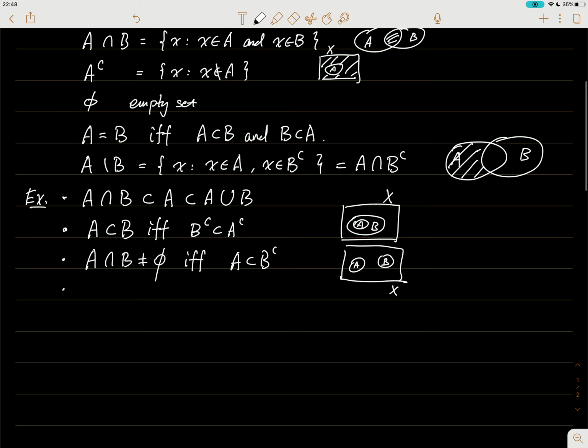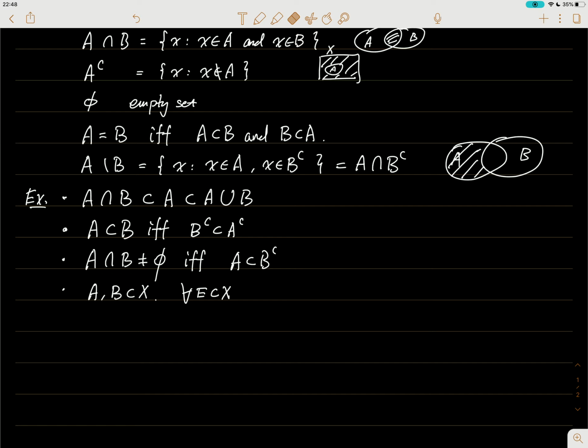A slightly tricky one here, but still a very simple observation, is that if you have two sets, A and B, that are both subsets of X, and if for any set E in X, the intersection of E and A is equal to the union of E and B, then it just means that A is the entire set X, and B is the empty set.